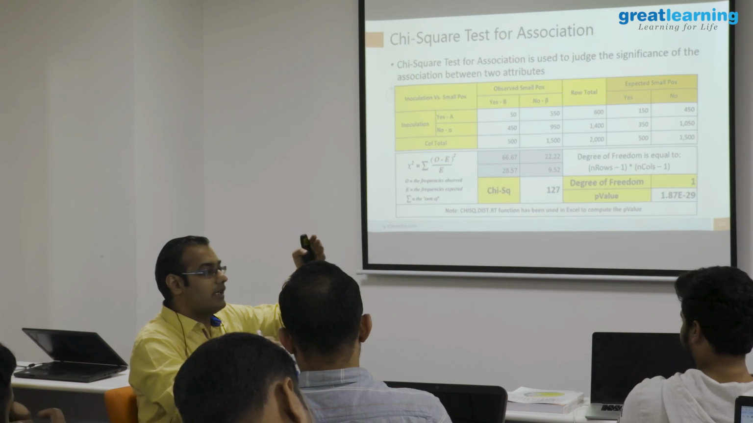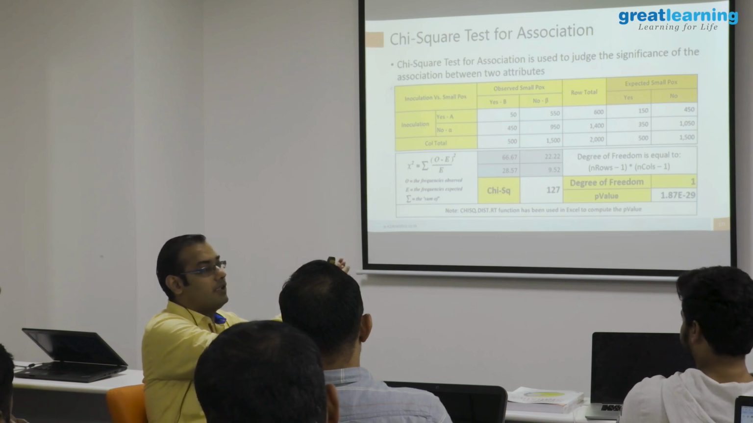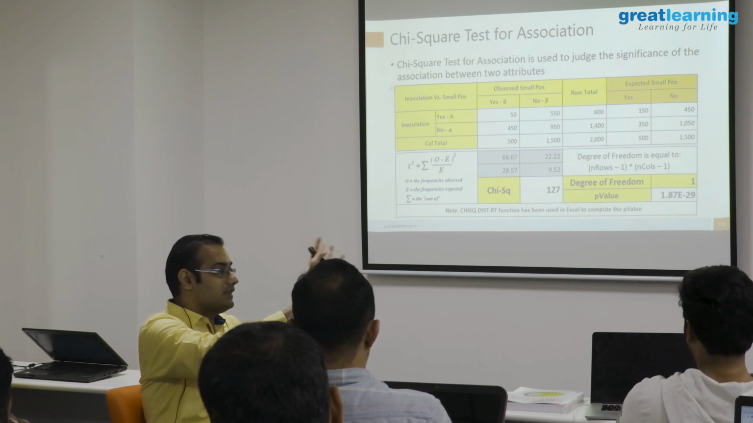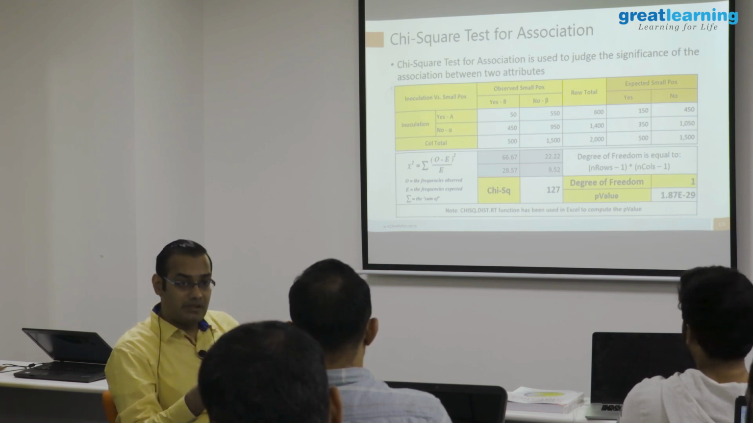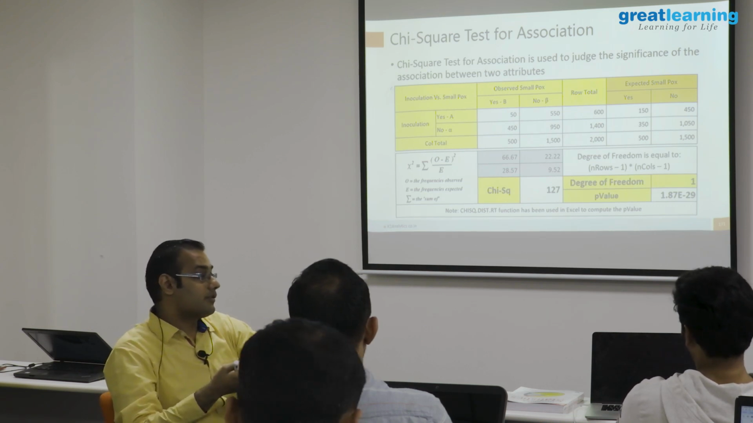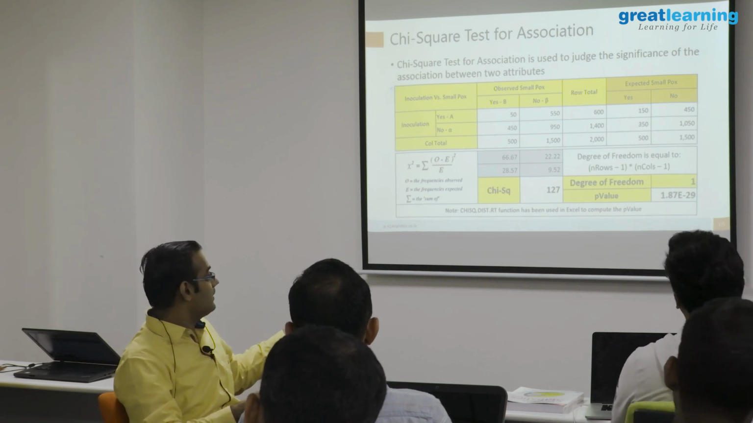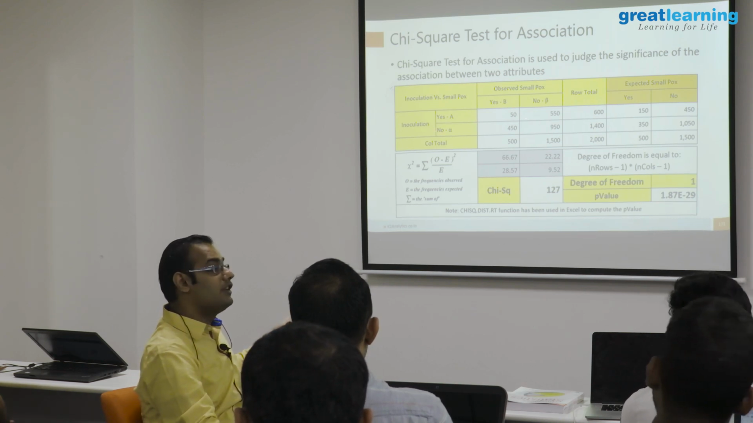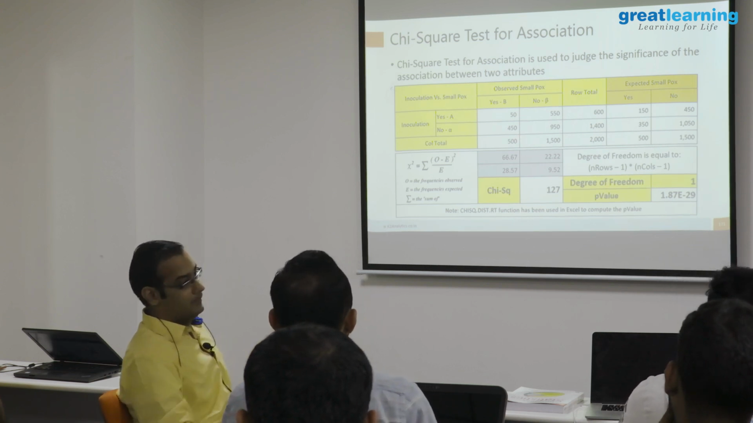Now the definition of null and alternate in case of chi-square. Null in chi-square is that observed and expected are the same, which means there is no association between vaccination and smallpox disease. Alternate is that observed and expected frequencies are different, which means there is an association between vaccination and smallpox. And the alternate hypothesis is validated, and by physically seeing the numbers, we see that inoculation is reducing the occurrence of the disease.